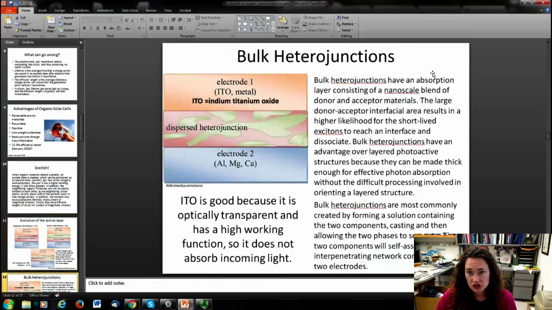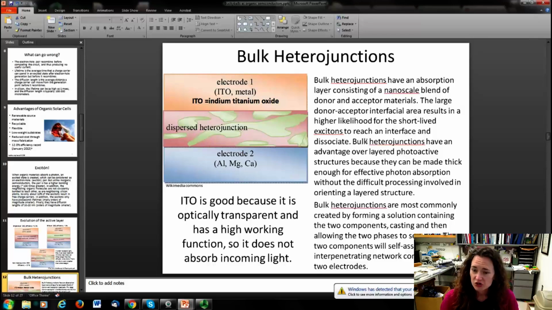So bulk heterojunctions, as I said, have an absorption layer that consists of a nanoscale blend of donor and acceptor materials. This drawing isn't really to scale. It's not like this little region right here is huge. It could be very, very small. And that large donor-acceptor interfacial area results in a higher likelihood for those short-lived excitons to reach a p-n junction interface and then dissociate. And so the bulk heterojunctions have an advantage over the layered photoactive structures, one layer and then another layer, because they can be made thick enough for effective photon absorption without the difficult processing involved in orienting a layered structure.